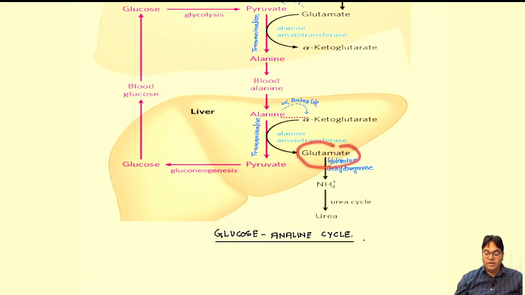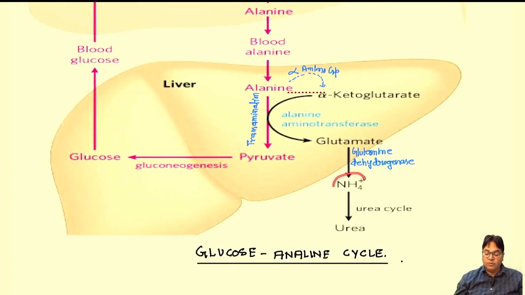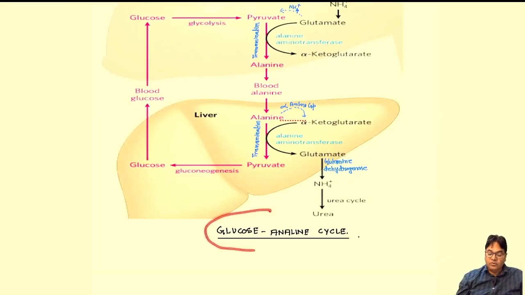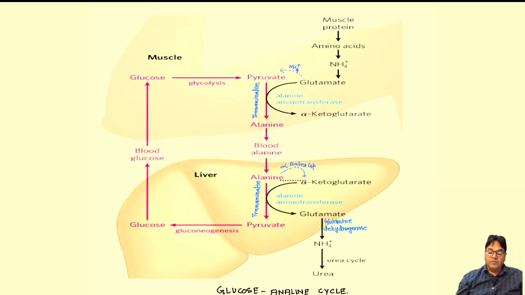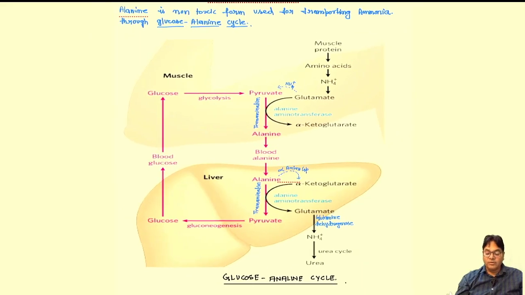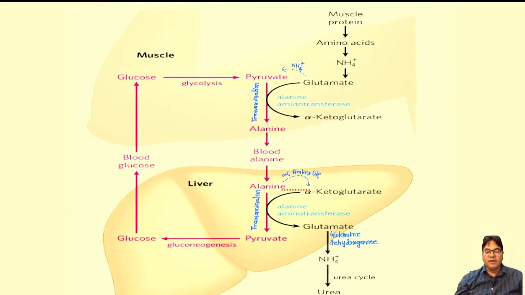The glutamate finally, with the help of glutamate dehydrogenase, forms ammonia, and this ammonia inside the liver is converted into urea via the urea cycle. So this was the glucose alanine cycle. That means, first of all, in the muscles or brain, I have shown you here in the case of muscles, the alanine is synthesized by this pathway, and then alanine is transported to the liver, and then alanine again gets converted into pyruvate, and finally glutamate is formed. All right. So this is the way this alanine is transported.